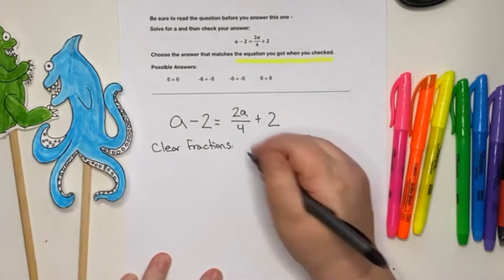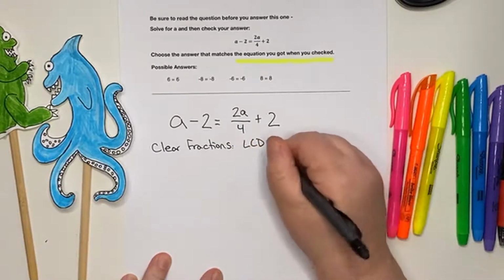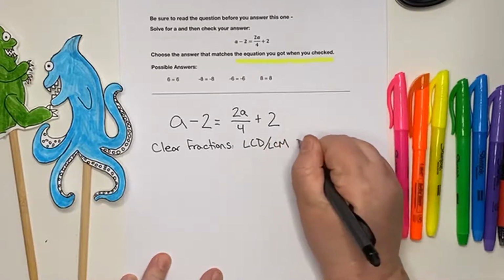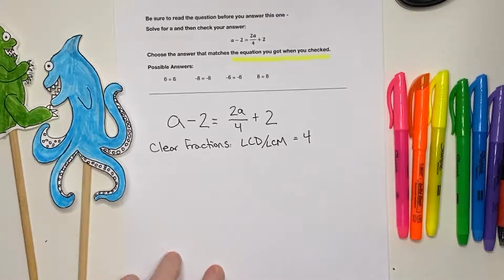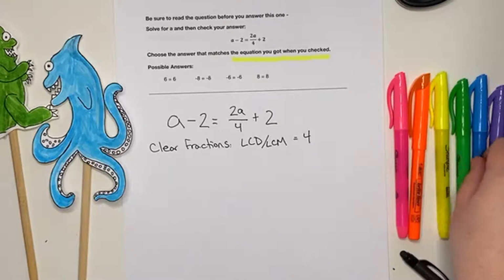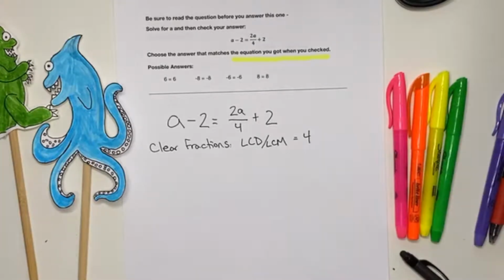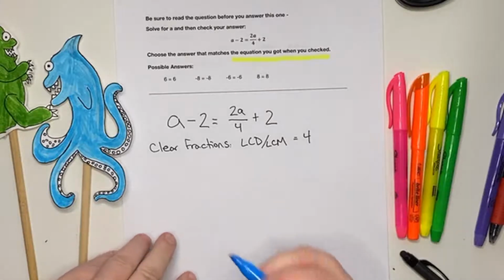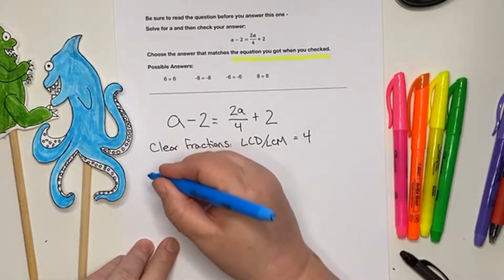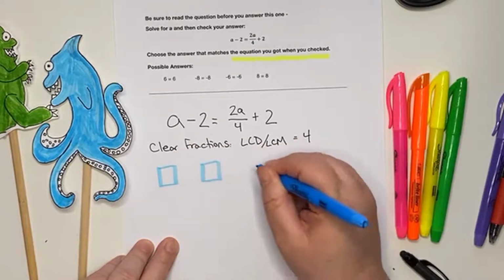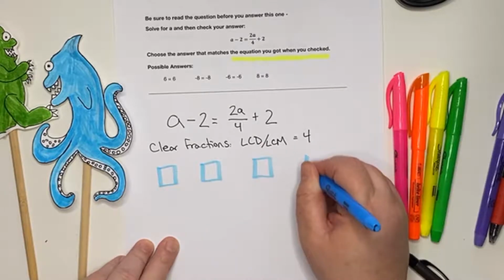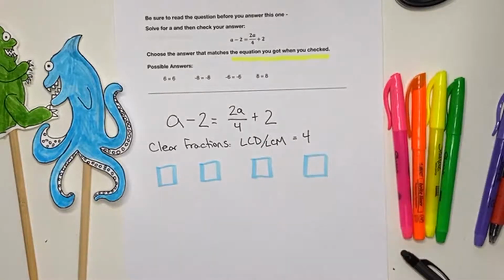So to clear fractions, my least common denominator, or least common multiple, is 4. It's actually my only denominator. So I'm going to take 4 and multiply it times everything. So what does that mean? Well, let's see. What color will we use? Can I use blue? I think I could use blue. I'll do a little box. There we go. Box. What am I doing? Oh my goodness.